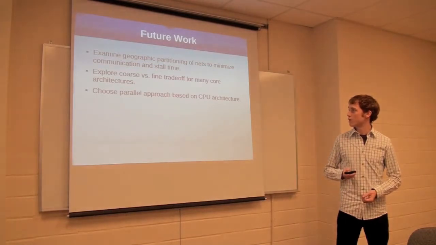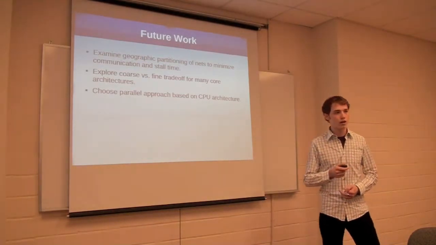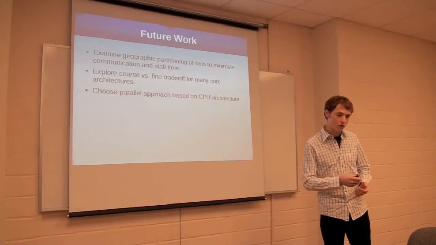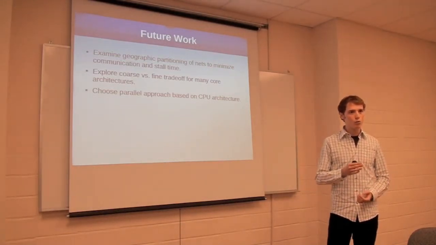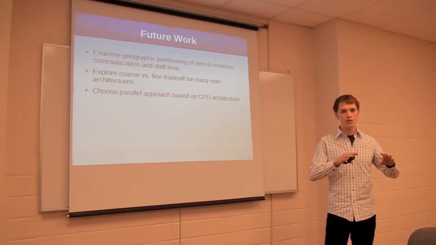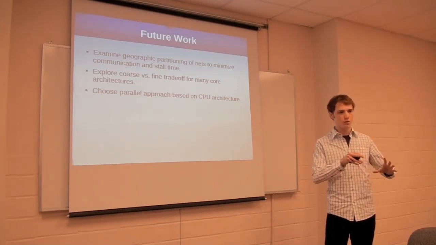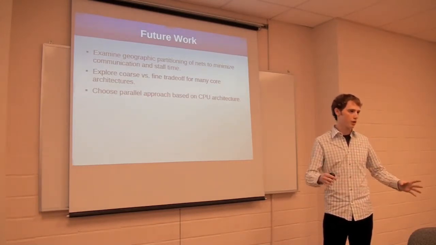The other things we'd like to do is to look, if we have more cores or different types of architectures, how does the trade-off between coarse and fine work out, and whether it makes sense to actually choose the distribution of the parallelism between coarse and fine grained based on the actual CPU architecture running.